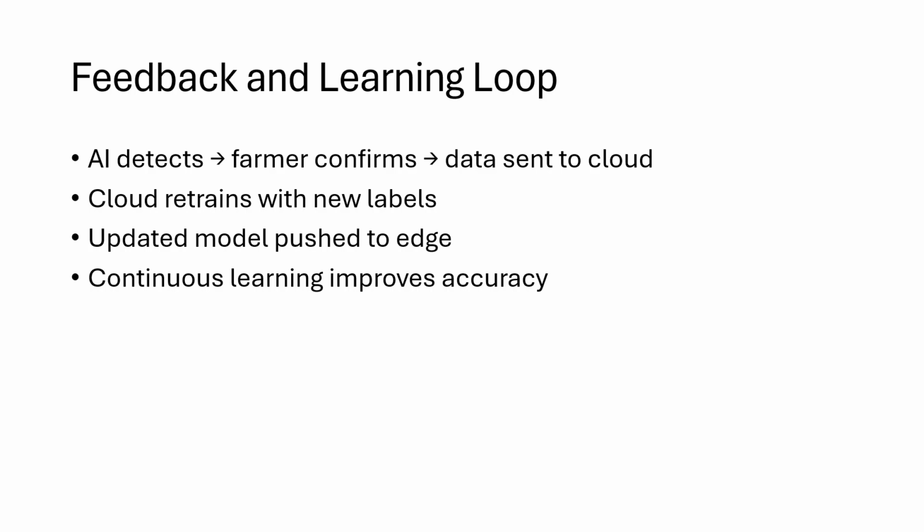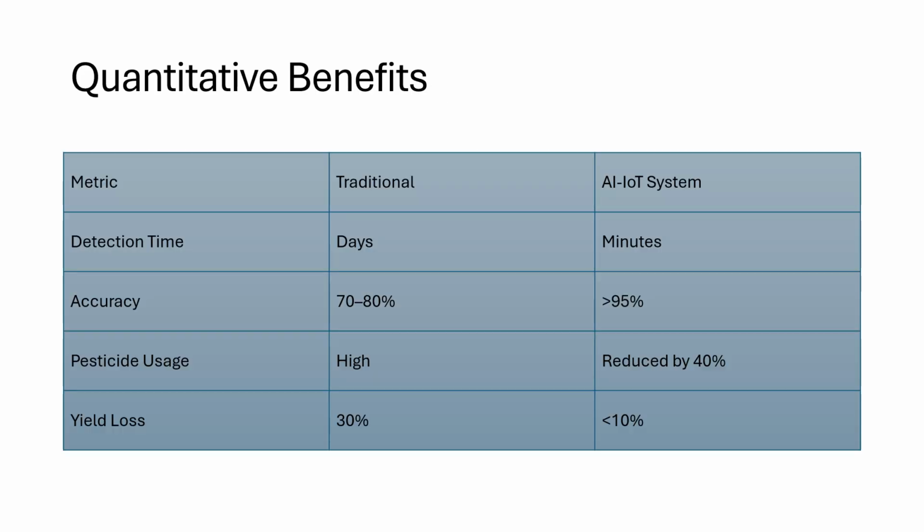Then the feedback and learning loop. This loop ensures continuous improvement. When an AI model detects a disease, it is confirmed with the farmer and sent to the cloud and retrained in the cloud, and afterwards sent to the edge computing. AI models are updated, then it processes once again. Quantitative benefits are that AIoT increases yield, reduces water and pesticide usage, and improves decision accuracy.